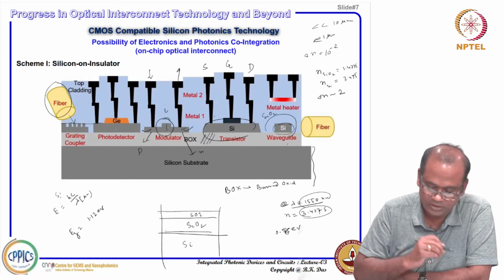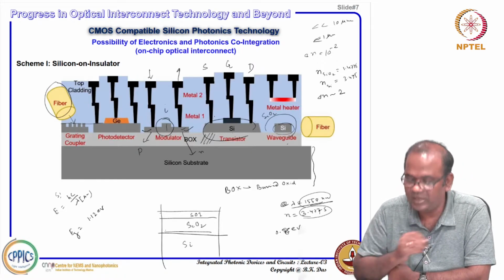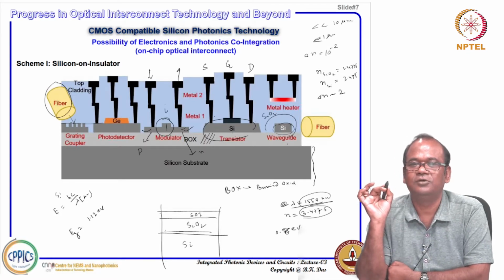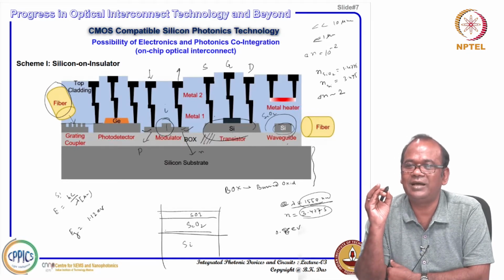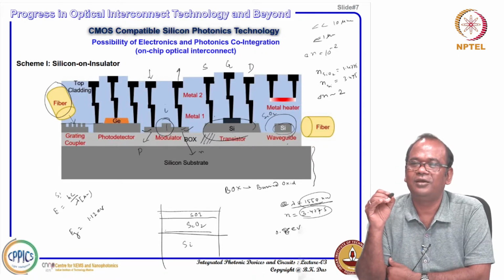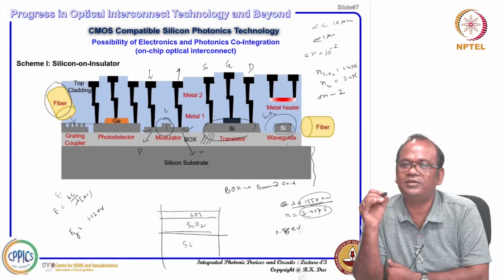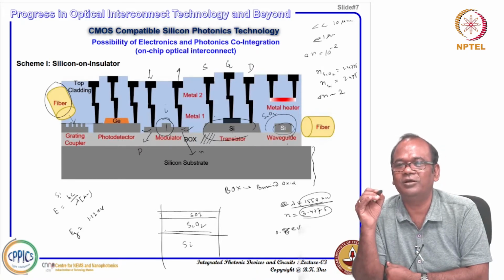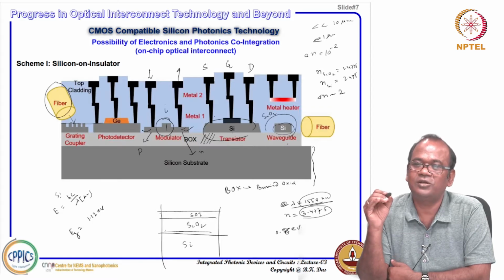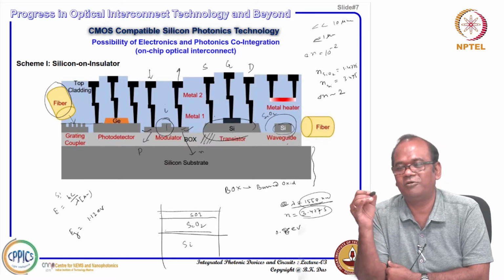And you can have a photodetector. You know that 1550 nanometer is transparent in silicon. So, a silicon PN junction diode cannot act as a detector for 1550 nanometer, because at 1550 nanometer the photon energy is not sufficient to create an electron hole pair and current.